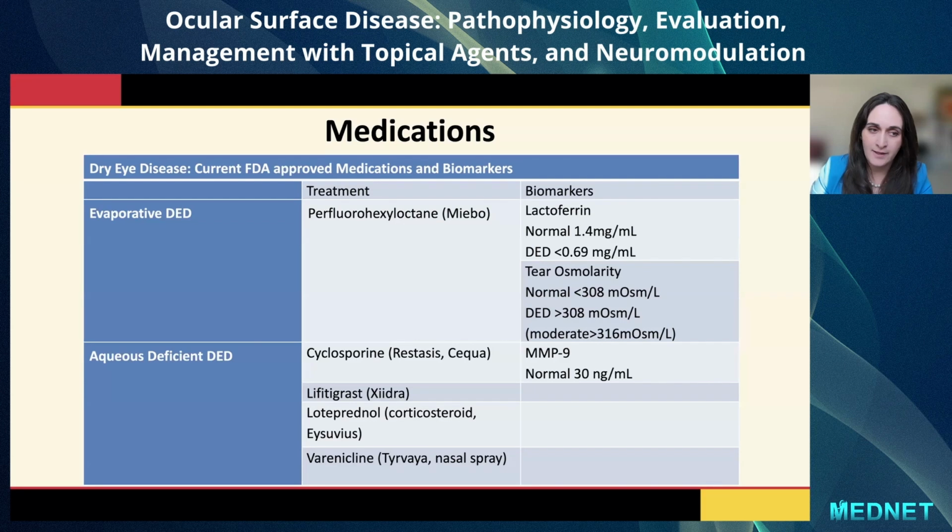And on the other hand, you have aqueous deficient dry eye disease, which has more therapeutic options like cyclosporin, lifitegrast, steroids like loteprednol, and then there are other therapies like nasal spray with varenicline. Oh, and then you want to think about MMP9 as a potential biomarker. So that's inflammatory as a potential biomarker for aqueous deficient dry eye. That's specific for inflammatory dry eye disease.